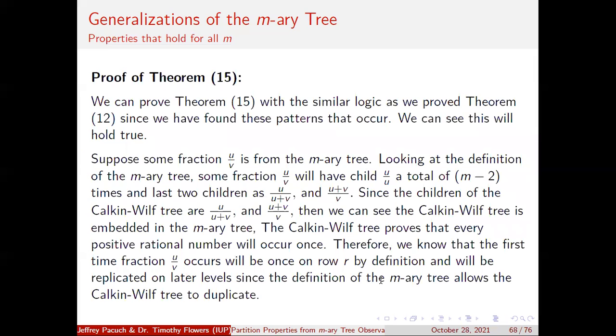When I was looking at the 4-ary tree, I can use this same, similar style of logic to prove this true for any size m, because recall that the children u over u are just going to recur a multiple of, in this case, m-2 number of times. So I can start by saying, well, the first time that the fraction occurs will be 1 time. I look at the definition of the Calkin-Wilf tree. I know that the Calkin-Wilf tree is embedded in the m-ary tree. Therefore, some fraction I call u over v must occur once on the initial row that it appears.